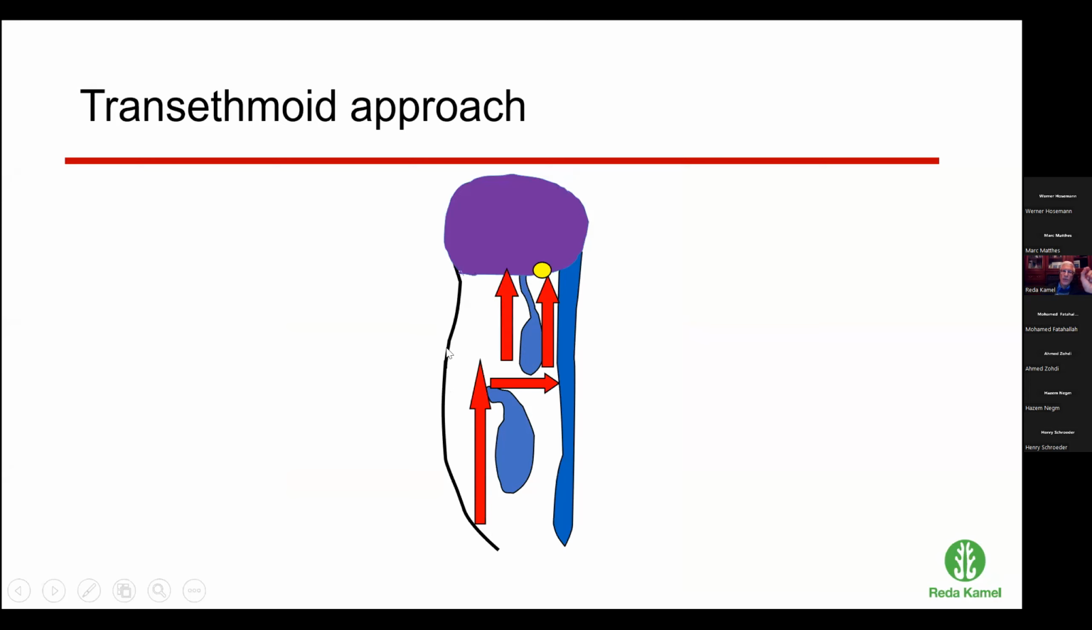Here we are. You may go along the anterior wall of the sphenoid sinus and perform a wide sphenoidotomy or marsupialization of the anterior wall of the sphenoid sinus, performing sphenoethmoidectomy to work along the skull base, the anterior skull base.